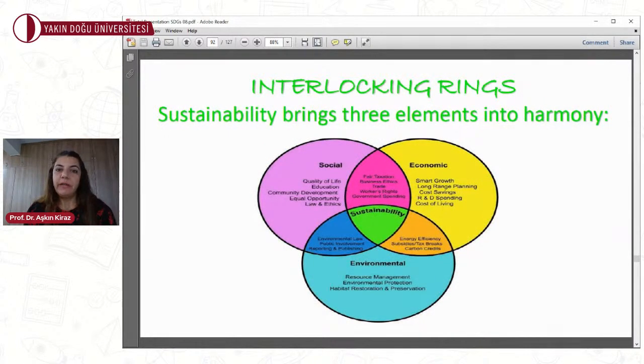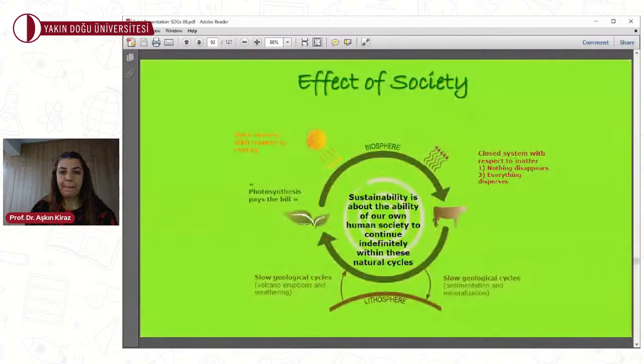There are three interlocking rings in sustainability. Sustainability brings three elements into harmony. If we want to talk about the effect of society, we can see it is an open system with respect to energy, and it is a closed system with respect to matter. Nothing disappears, everything disperses. Sustainability is about the ability of our own human society to continue indefinitely within these natural cycles.